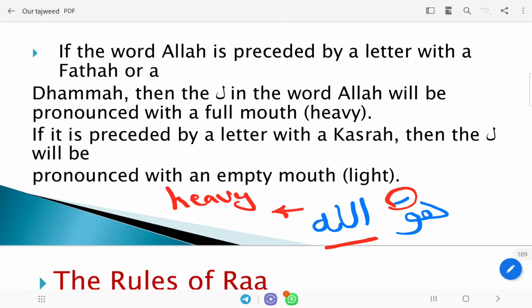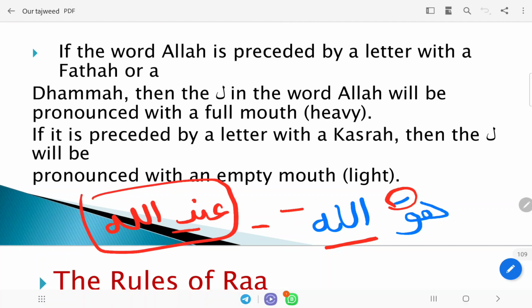Do you notice the difference between the two examples? Here we say هو الله, and the preceding example عند الله. But here هو الله. Here the lam is heavy, and here the lam is light. I hope you understand it.